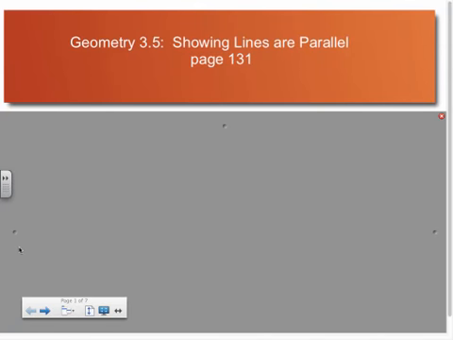Hello everyone, welcome to Geometry Lesson 3.5, Showing Lines Are Parallel. We're going to learn 4 new theorems in this lesson, but they're theorems that you probably already know. Before I can prove that to you, we need to know what a converse is.